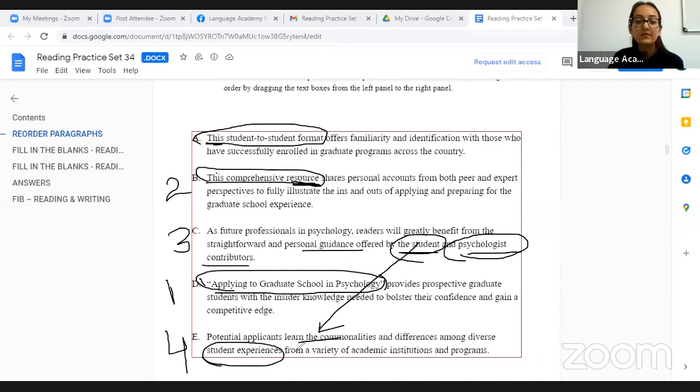We are only getting information from different student experiences. And this student experience is referred to as student to student, because the previous students are giving their knowledge to the next, to the prospective student. So that is why it is called student to student. Right? So this is the technique you need to learn on how to correctly analyze the information, and then only you will be able to make your pairs correctly. Sorry, this is number five. Okay, so this is the answer.